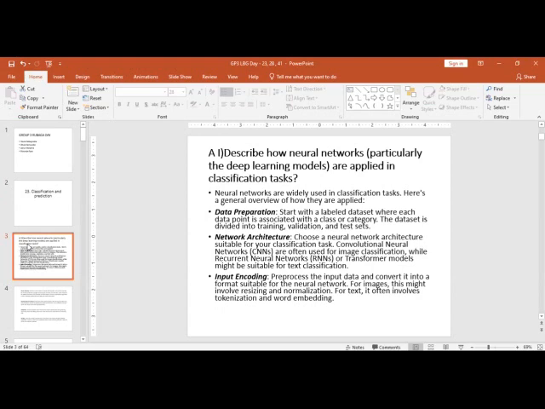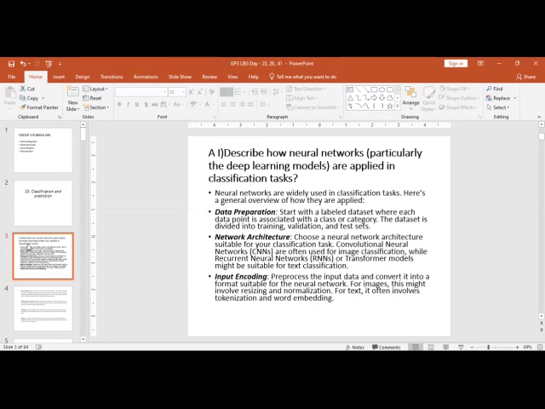So we're going to describe how neural networks, particularly the deep learning models, are applied in classification tasks. Neural networks are widely used in classification tasks. Here's a general overview of how they are applied. Data preparation. So start with a labeled data set where each data point is associated with a class or category. The data set is divided into training, validation, and test sets.